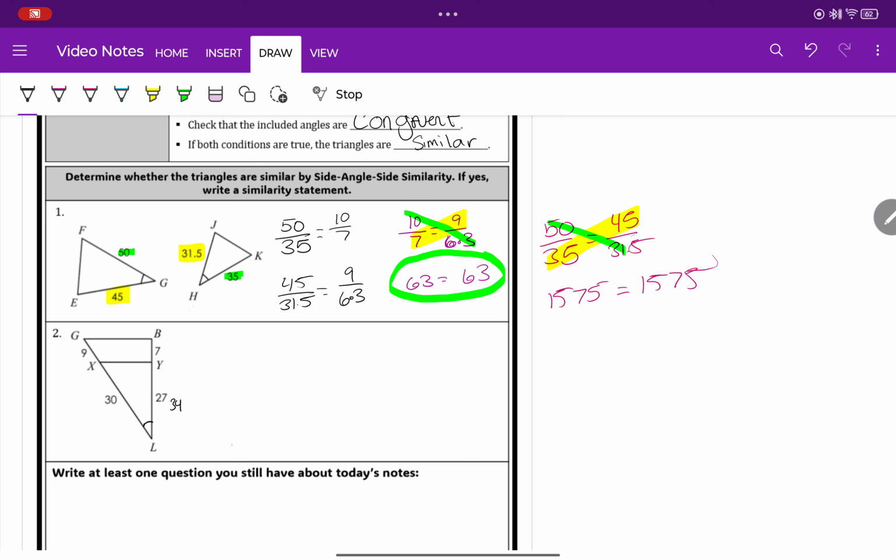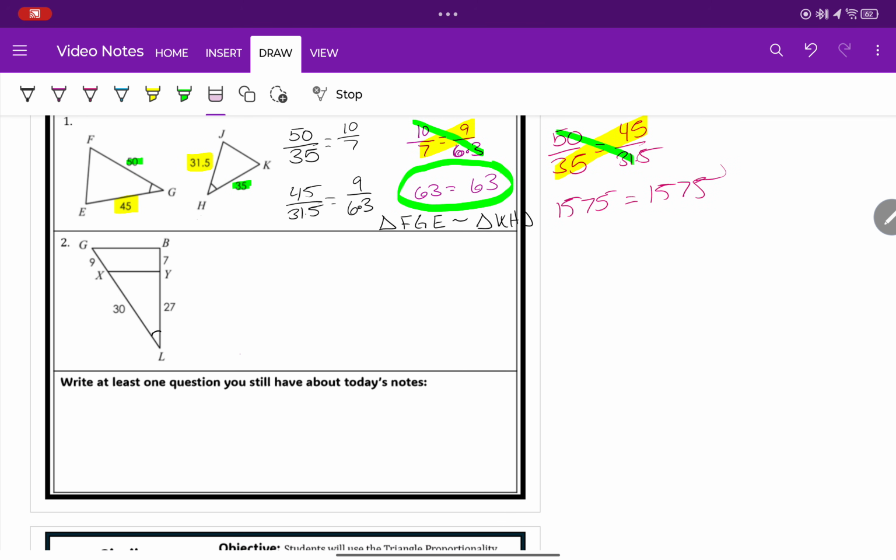And my statement would be triangle FGE is similar to triangle KHJ for number 1.